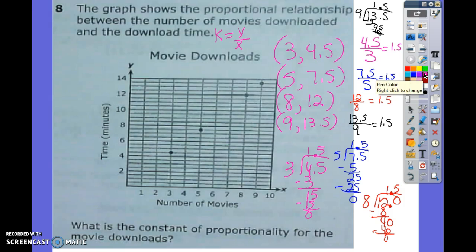So k is equal to 1.5. And if we wanted to write an equation, we would write y is equal to 1.5x. Now you're going to complete page 40.